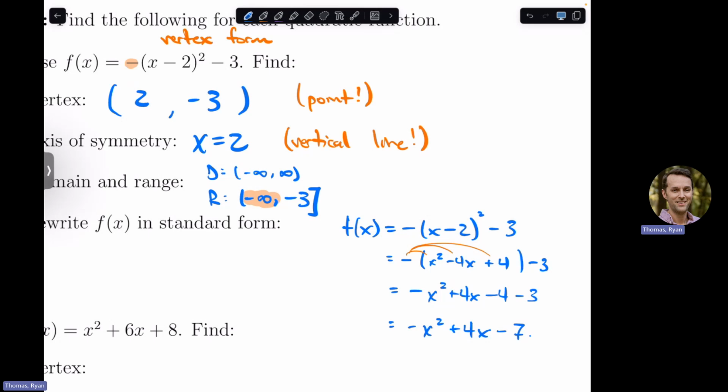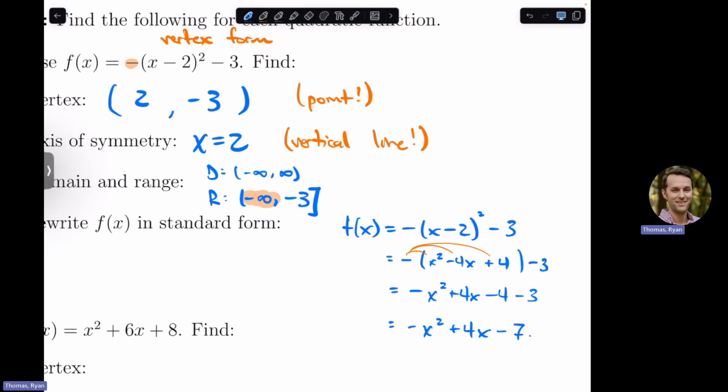Looking at this, what can we see about this function that's obvious, that jumps out at us? Think about all the stuff that we just talked about to find the stuff that we found. There's only one thing that I can really see looking at this. Do I see 2 or -3 show up anywhere? No. Okay, so I can't just look at it and read off the vertex. Axis of symmetry, again, I didn't see 2 show up anywhere. Domain, I know that quadratics are defined everywhere, so that I guess.